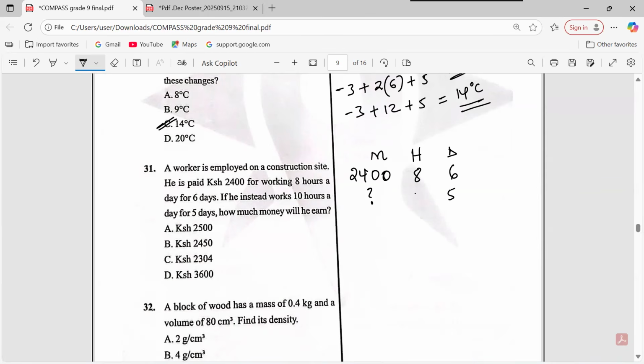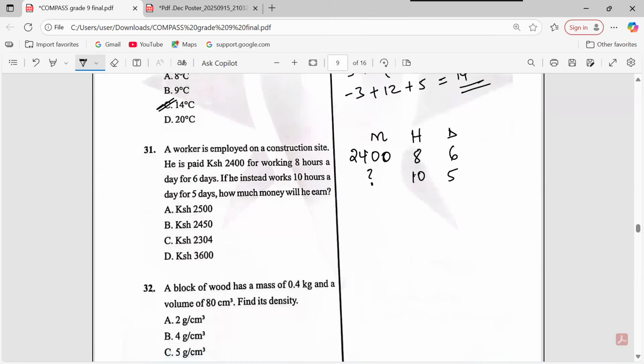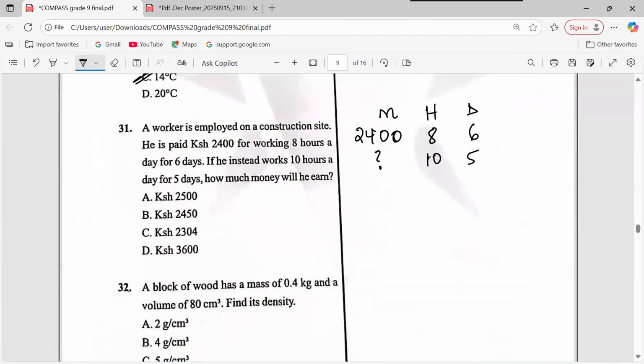For 5 days, 10 hours a day. So we are going to affect the amount of money using the ratio of hours and also the ratio of the days. Then we write our 2400 there and ask ourselves, for 8 hours, we have 2400. For 10 hours, we expect more.